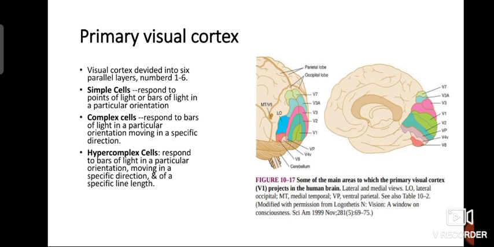Primary visual cortex. The visual cortex is divided into 6 parallel layers numbered 1 to 6, and these have 3 types of cells: simple cells, complex cells, and hypercomplex cells. Simple cells respond to points of light or bars of light in a particular orientation. Complex cells respond to bars of light in a particular orientation moving in a specific direction. Hypercomplex cells respond to bars of light in a particular orientation moving in a specific direction and of a specific line length. In this diagram we see V7, V3A, V3, V2 and V1, all of which are areas of the visual cortex.